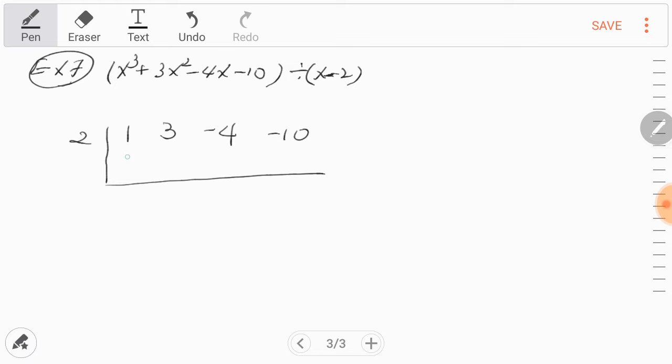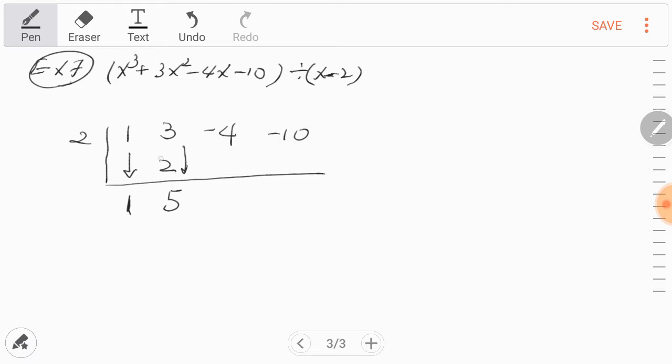Then bring the first one down, 1, and multiply 2 by 1, then write it below on the next line. And then add these two: 3 plus 2 is 5.